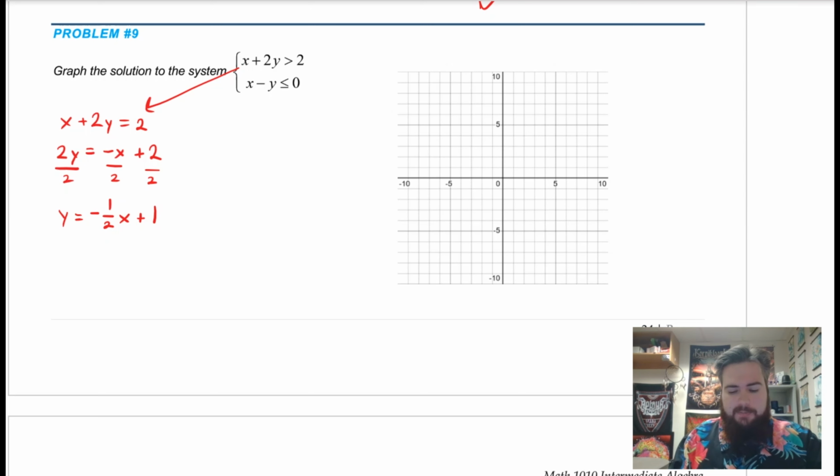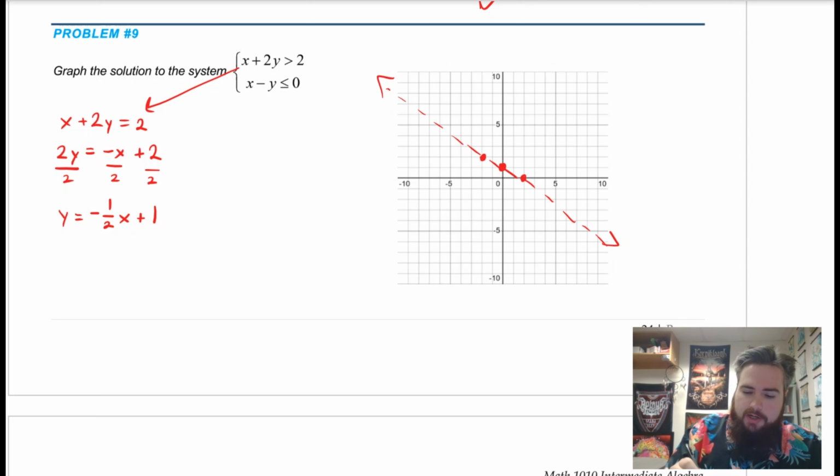The y-intercept on that boundary line would be at y equals positive 1. And my slope is negative 1/2. That means down 1 and over 2, or up 1 and back 2. This will help me draw my boundary line for the first inequality, which I will draw as dashed because we have greater than, not greater than or equal to. Just like that.